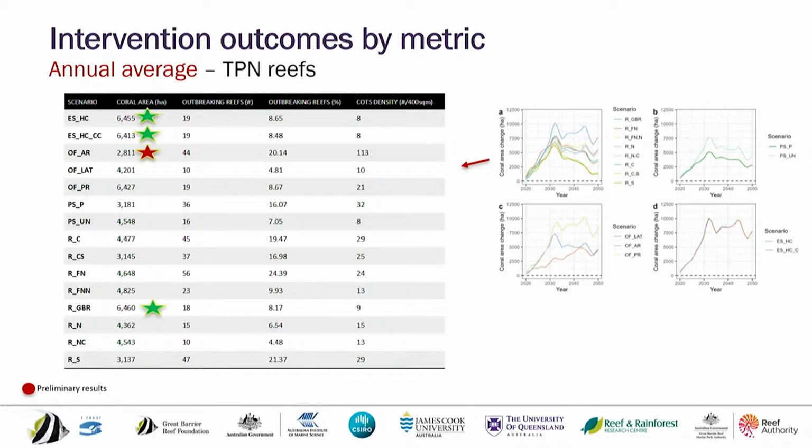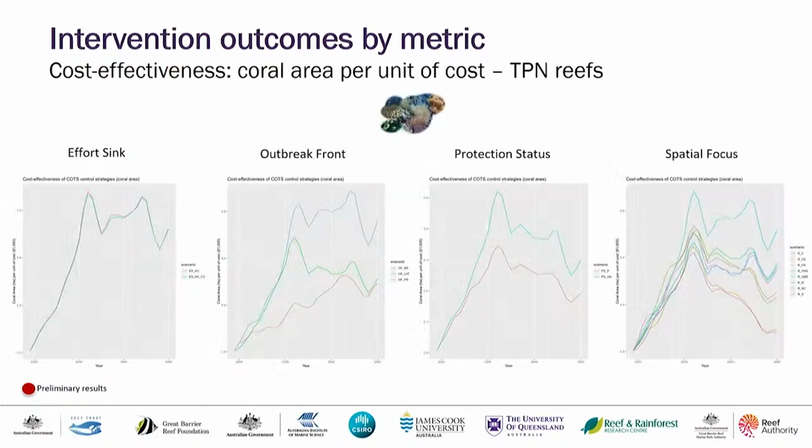This picture really changes when we look at avoiding outbreaking reefs. We see that suddenly the far north strategy, so focusing all the effort in the far north, is the best, and the worst would be, among others, another outbreak front scenario. And again, it looks very different when we look at CoTS densities. So now the best one is that which was the worst one under maximizing coral area, and vice versa. So it really matters what metrics you're looking at.